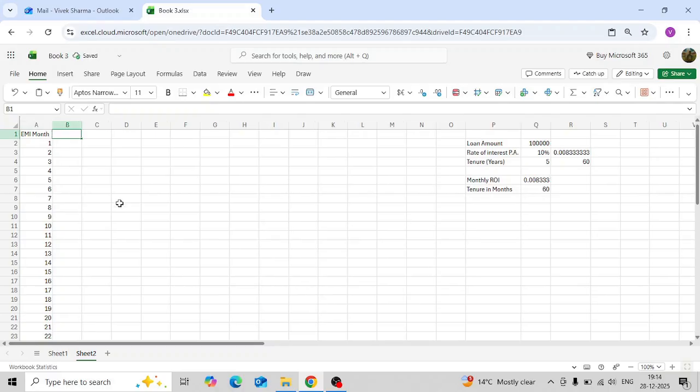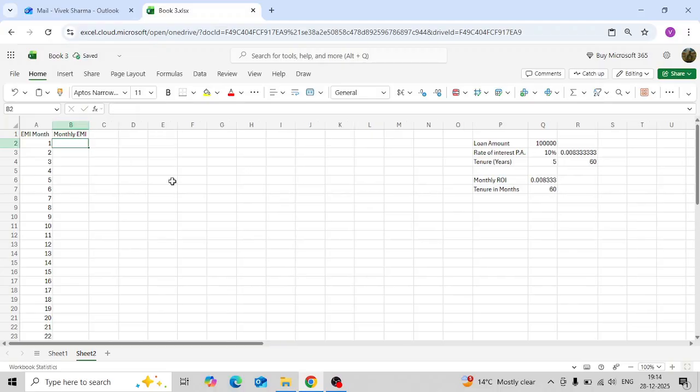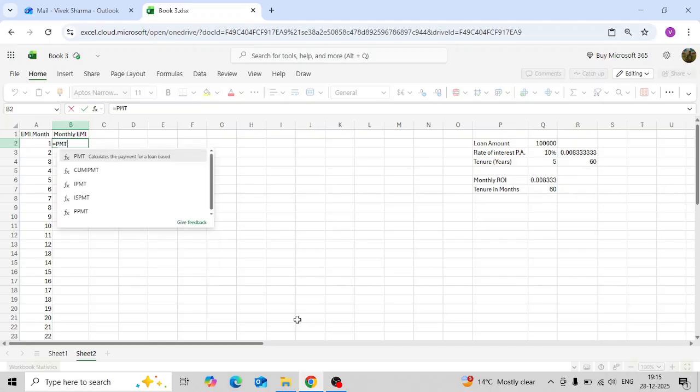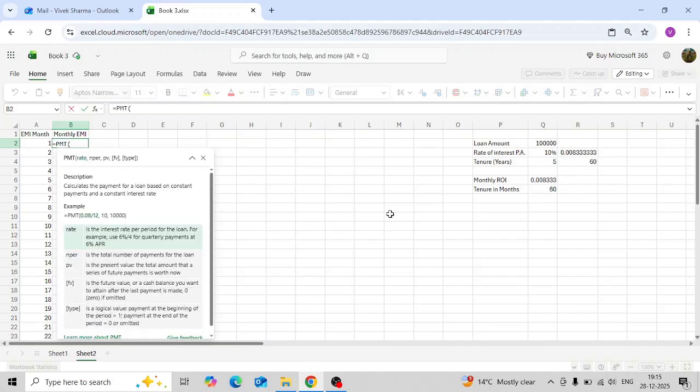Now the next part is monthly EMI. How much EMI will we be paying every month? There is a formula in Microsoft Excel, and even in Google Sheets we have the same formula. The formula that we are going to apply over here for calculating the monthly EMI is equals PMT. Okay, so in PMT we have 5 components, right? So the first component is rate.